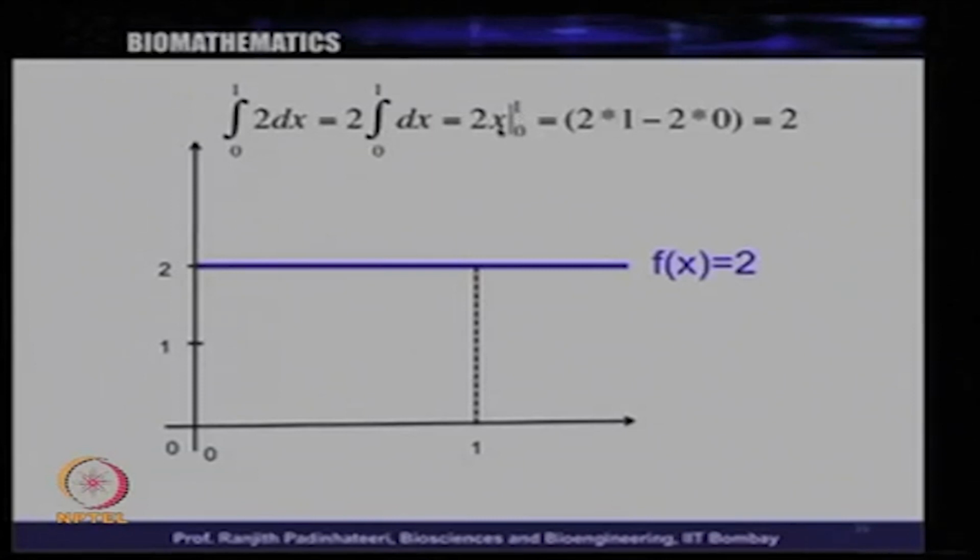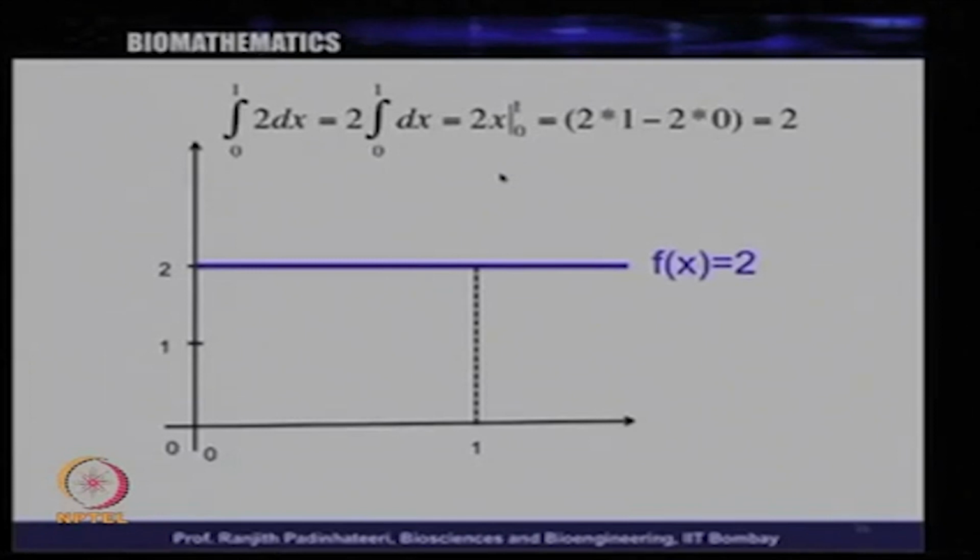So, what does such a symbol mean? It means that we evaluate 2 times x at 1, which is 1, and evaluate x at 0, which is 0. So, it's 2 into 1 minus 2 into 0, which is 2. So, this is what this means.